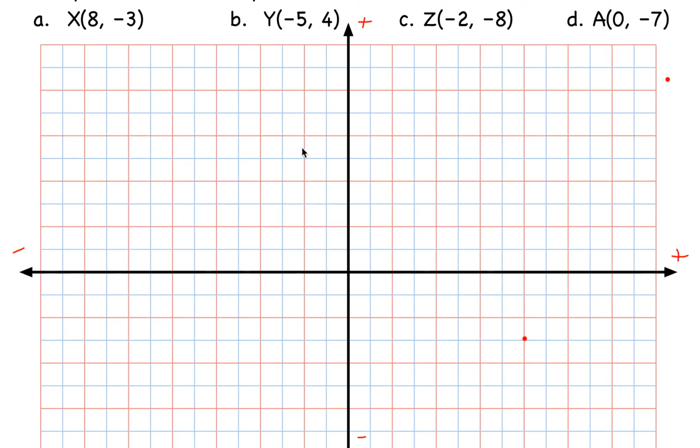Okay. The next point, oh, and we got to put the letter in there, right? That was letter X. So I better label that. This is where point X is going to be. What quadrant did that end up in? That ended up in quadrant 4, right?